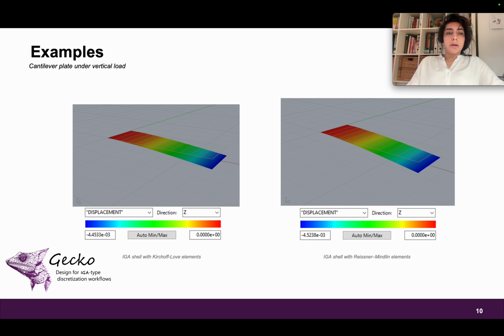So let's test it out, starting with a cantilever plate under a vertical load, which is a simple example. We are using GeoUT multiphysics for the formulation, and then visualizing it in Rhino. On the left we have the Kirchhoff-Love shell elements, and on the right the Reissner-Mindlin, and we are getting very approximated results. Okay, I might have misused the word. I mean, we have very, very similar results, not approximated, because we have an exact geometry.